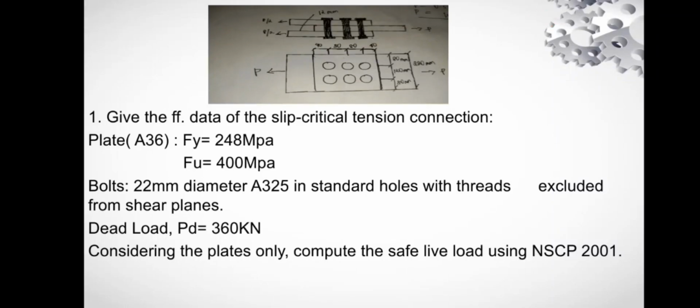Proceed to example number 1. Given the following data of the slip critical tension connection: plate A36, so given Fy is equal to 248 MPa and Fu is 400 MPa. The bolts are 22 millimeter diameter, A325 in standard holes with threads excluded from shear planes. The given dead load is 360 kilonewton. Considering the plates only, compute the safe live load using NSCP 2001.